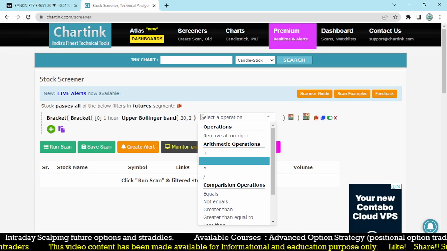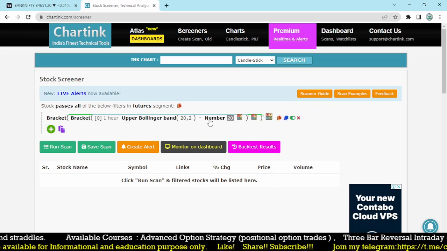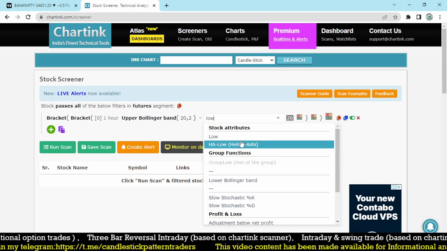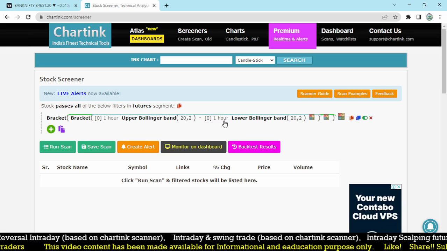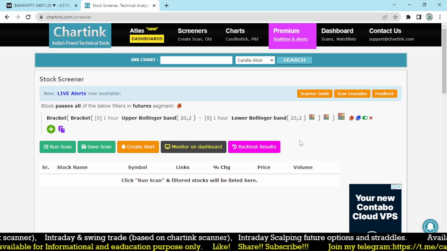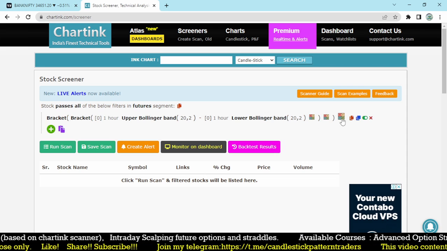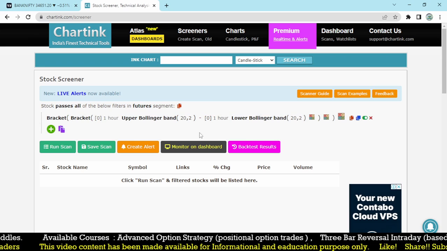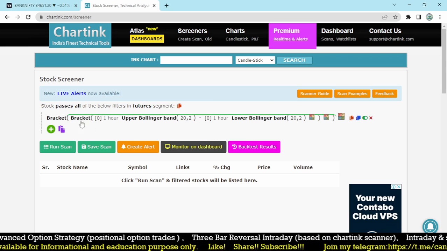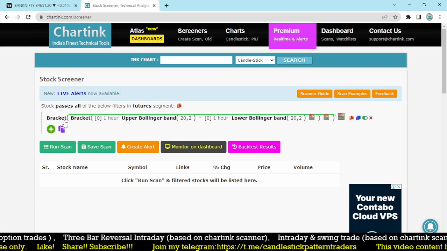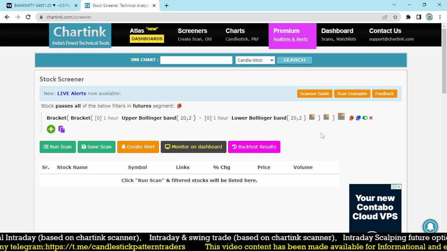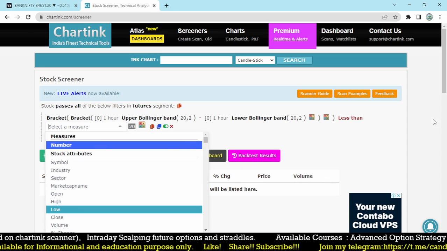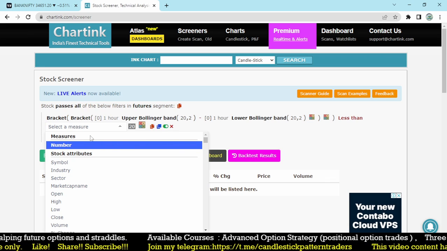From the upper Bollinger Band I subtract the lower Bollinger Band, with the band width at 22. I am subtracting the upper Bollinger Band minus the lower Bollinger Band. I take this value in a bracket, and I'm giving the whole bracket for the next one, which is that the Bollinger Band width is less than another bracket value.